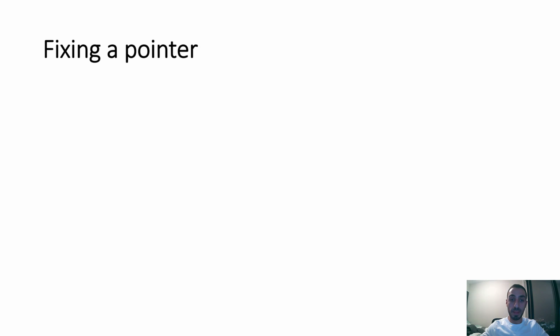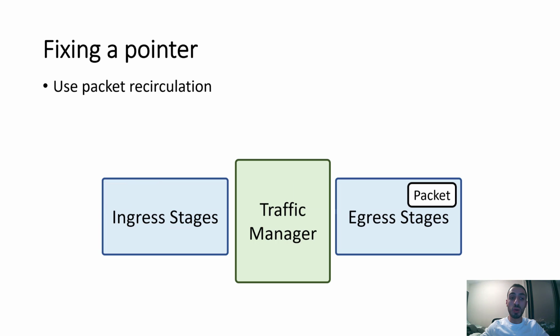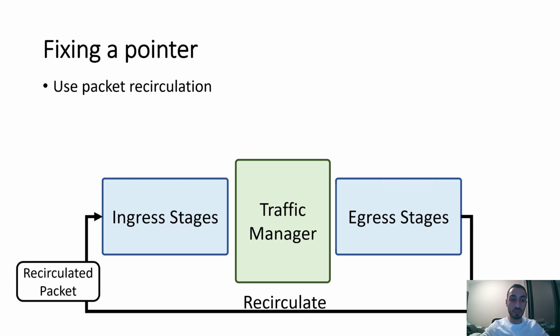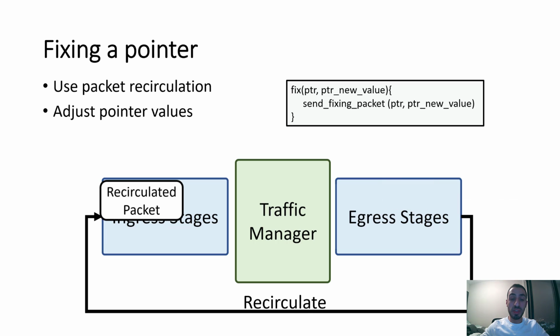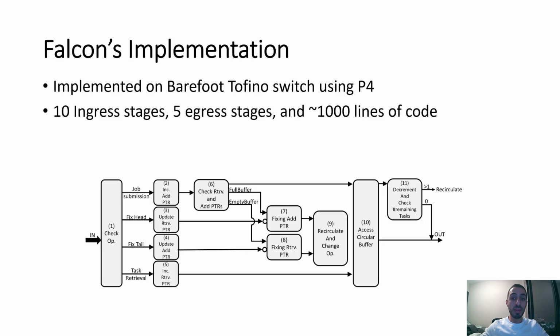The way we did this is we utilized a feature in the switch which allows us to recirculate the packet back to the switch again. And this recirculated packet acts as a new packet, which means that it does not violate the one access per register rule. We implemented Falcon on a Barefoot Tofino switch using the P4 language. It took 10 ingress stages and 5 egress stages and around 1000 lines of code. The current queue size fits 128k tasks.